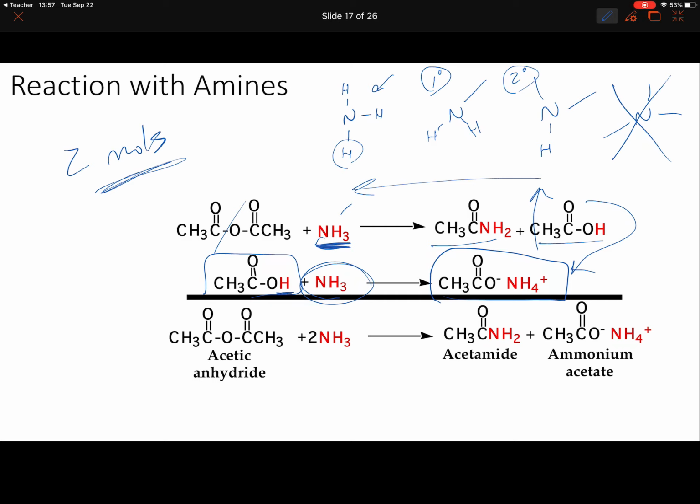But anhydrides technically need 2 rounds of ammonia or a primary or secondary amine in order to react, because there is that byproduct. If we were simply reacting this with a carboxylic acid rather than an anhydride, then we would not need the second round. It would form the amide and water. So anhydrides are special.